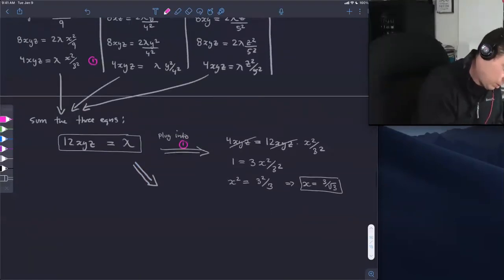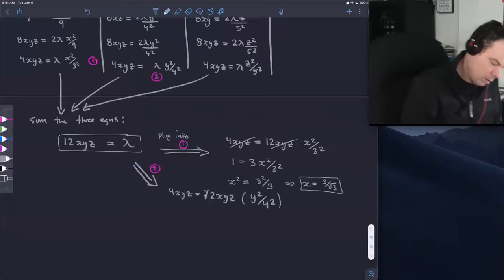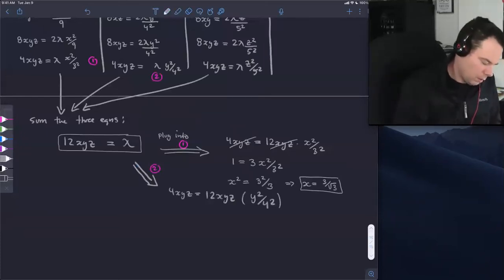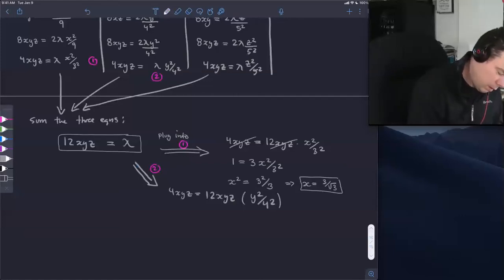So maybe I'll call this equation 2 now. So plugging it into 2, we get that 4xyz is equal to lambda, which is now 12xyz, multiplied by y squared over 4 squared. So I'll clean that up a little bit. So that's plugging it into the second equation. And again, we get 1 is equal to 3 times y squared over 4 squared, or y is equal to 4 over root 3.